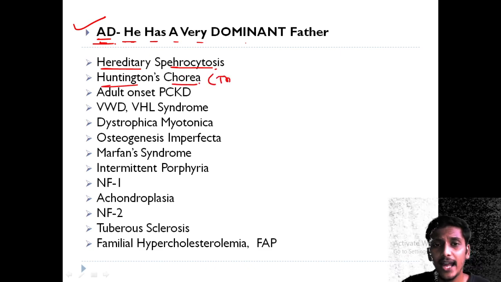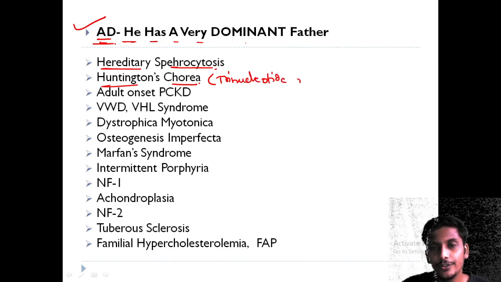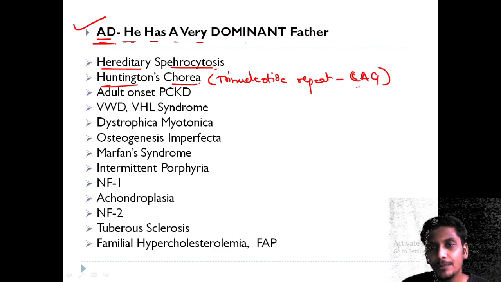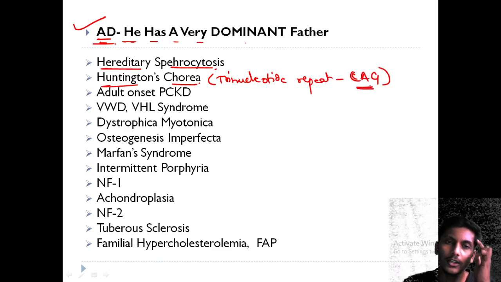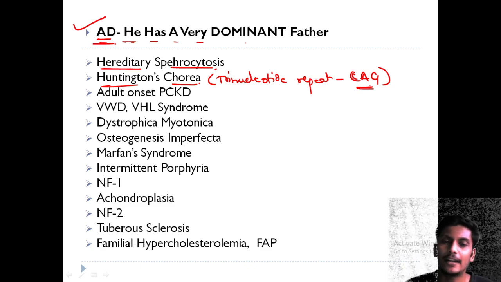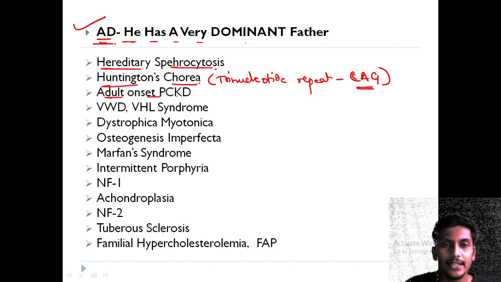Huntington's chorea, it is a trinucleotide expansion repeat. Okay, so please remember, it is trinucleotide repeat. In this, the CAG trinucleotide keeps on repeating again and again and again. Okay, so this is the basic pathology, and it has autosomal dominant pattern of inheritance, Huntington's chorea. Then A goes for adult onset polycystic kidney disease.